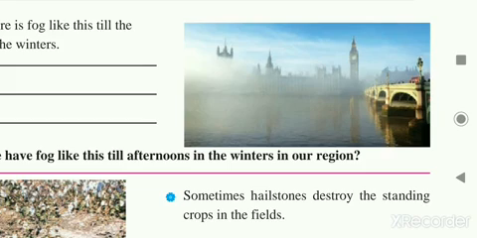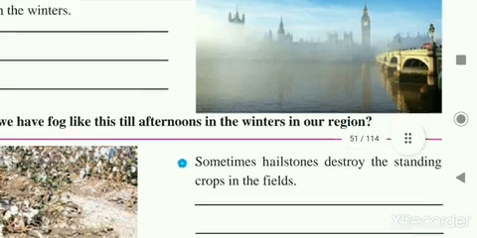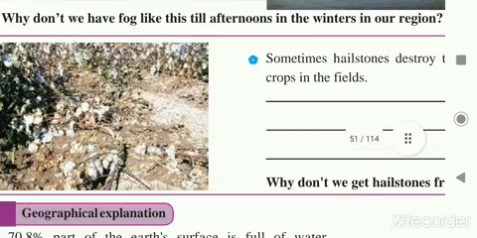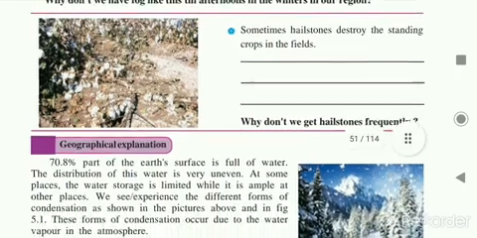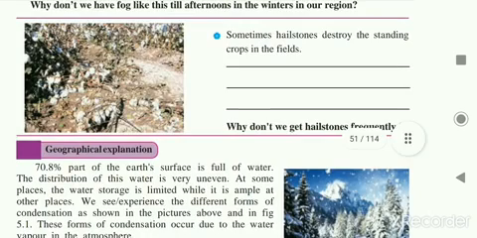Still in the afternoon in London this type of fog appears, because London is located in a higher latitudinal region. The latitudinal location is very important for this type of climate.